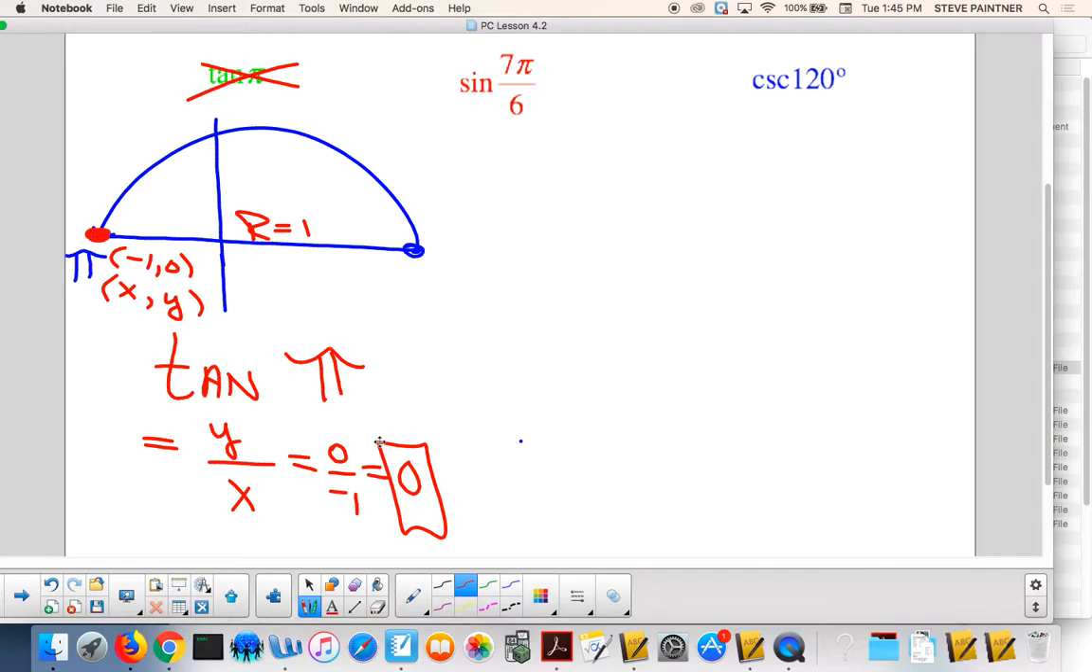Now, if you land on x or y, use the unit circle. But if you land somewhere else, use your special triangles right here. Okay. Get the next one.